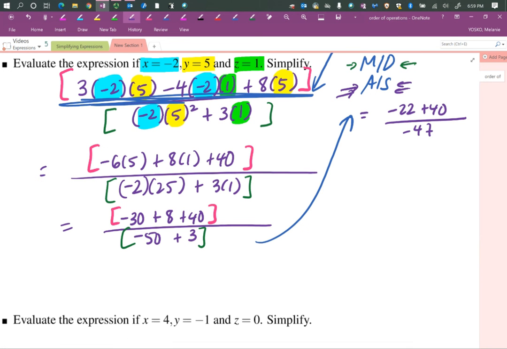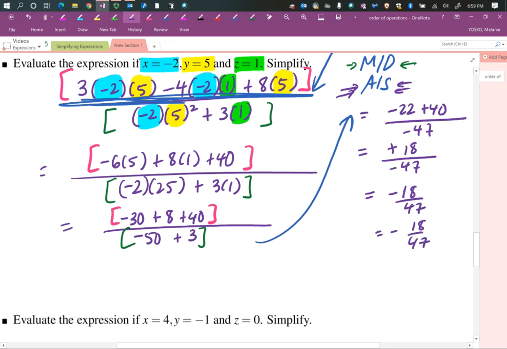Okay, now we're still going to clean up the numerator. -22 plus 40, again, we're going to subtract, but we're going to use a positive. We're going to get 18, and 47 is still negative. Okay, and this is as simplified as you can go. Probably you would write this as -18 over 47, or negative of the whole fraction, 18 over 47. So either of these, any of these are correct.